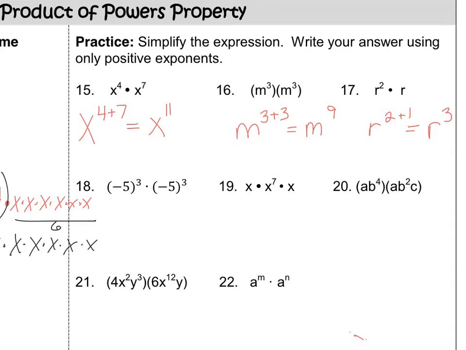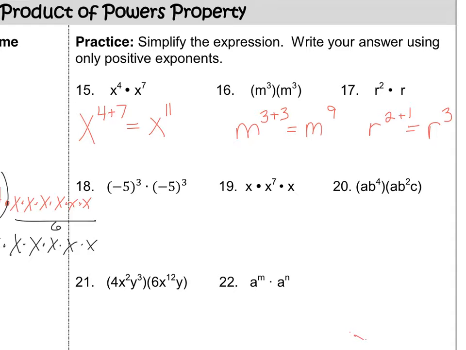Whether you expanded them out or used the rule or did a combination of both, hopefully you got these answers. Sometimes students struggle a little bit remembering that this is just r to the power of 1. So that's why I used a 1 right here, 2 plus 1. Okay, number 18, 19, and 20. I want you to practice on those again with the video paused.